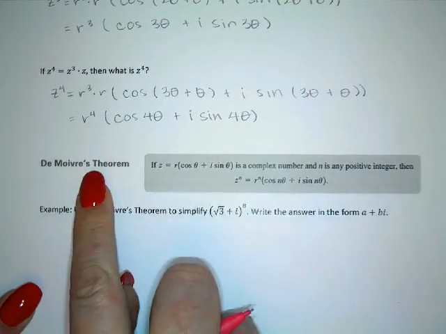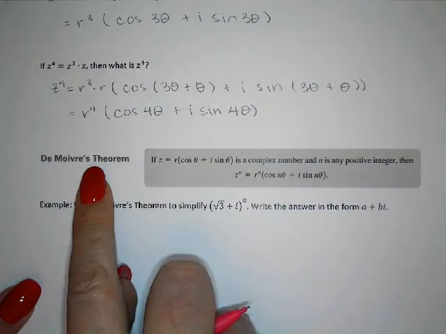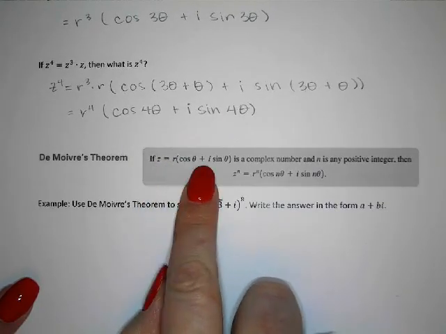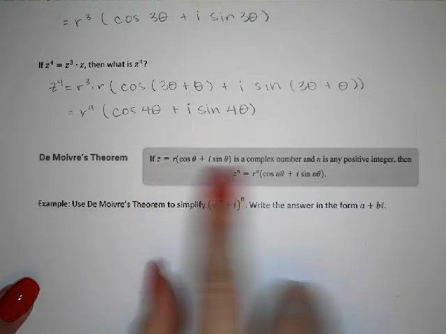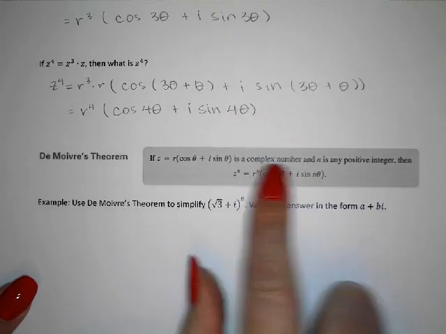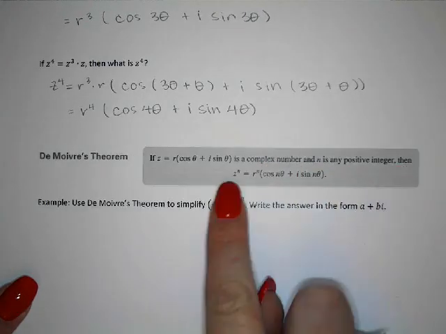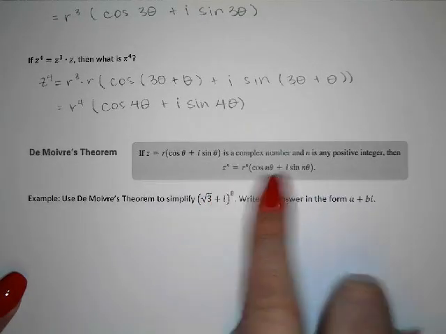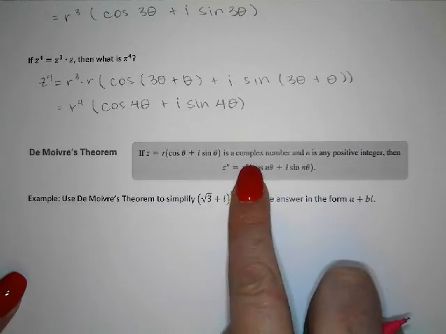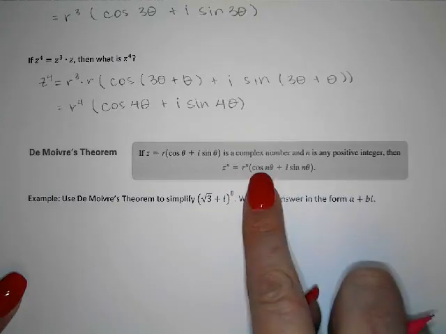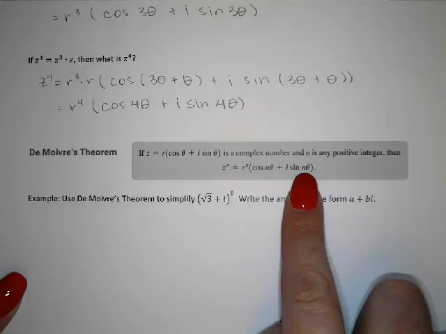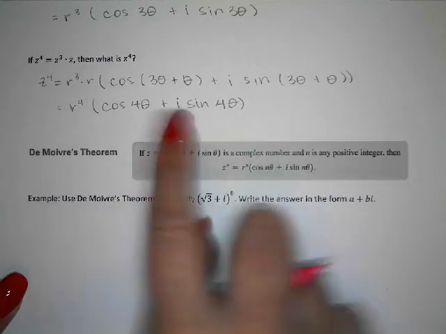And so de Moivre's theorem is: if you have z equals r cos theta plus i sine theta, and n is any positive integer, then if you want to raise your complex number to the nth power, it would have a modulus of r to the nth power, times cos n theta plus i sine n theta. And so you could see how that was working here.